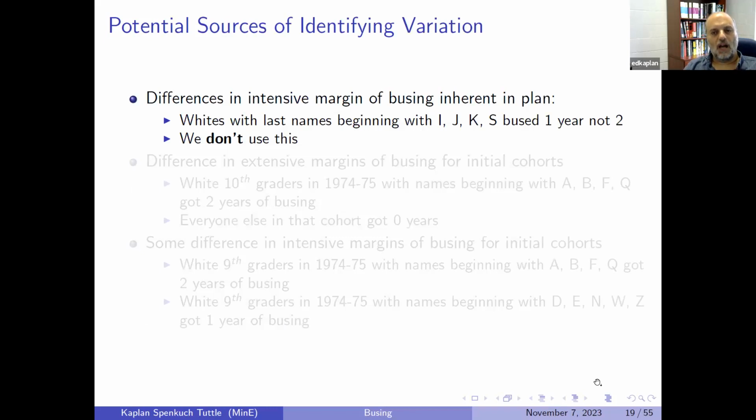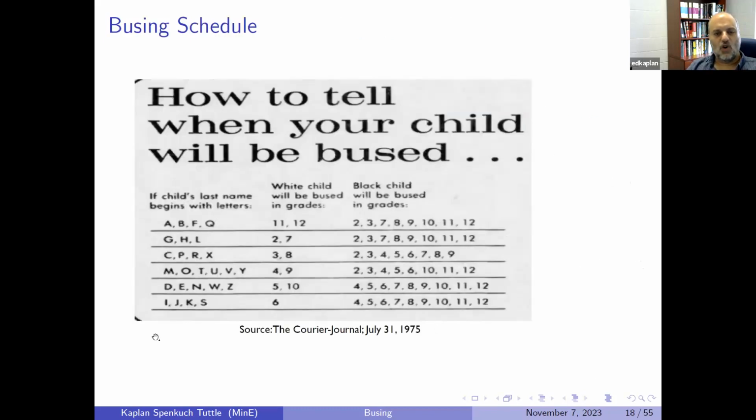So this leads to a few sources of variation. There's a difference in the intensive margin of busing. Whites with last names beginning with I, J, K, and S are bused for 1 year, whereas everyone else is bused for 2 years. But we're actually not going to use this variation at all, because we're going to look at people who were at least in middle school, and for a lot of specifications, only in high school. So we're not going to use the variation coming from the 1 versus 2 years using this group.